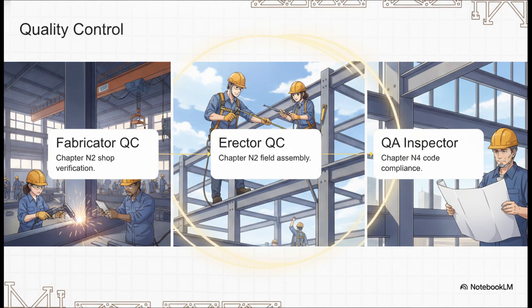Step 1 requires the fabricator to have stringent quality control procedures while cutting and welding the steel in the shop. Step 2 requires the erector to have their very own quality control while bolting it all together on site. And Step 3 mandates an independent quality assurance inspector to verify that everything matches the approved drawings and specifications. Independent verification happens at every single step of construction, no exceptions.